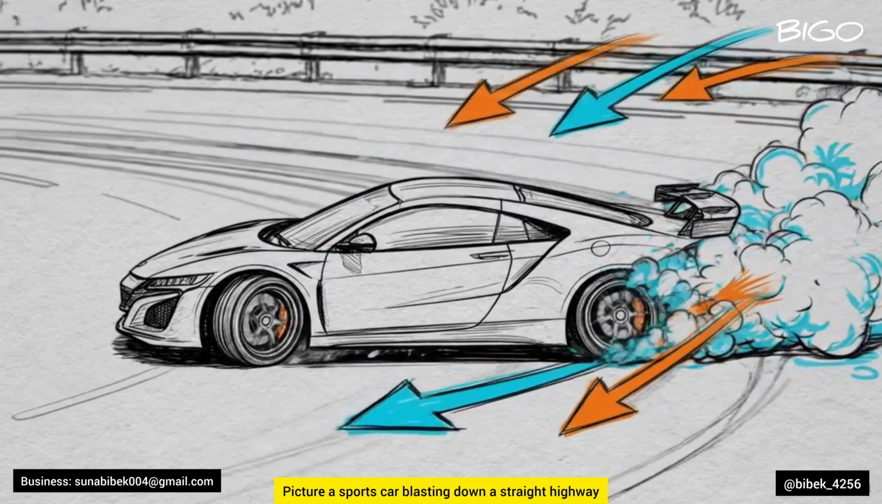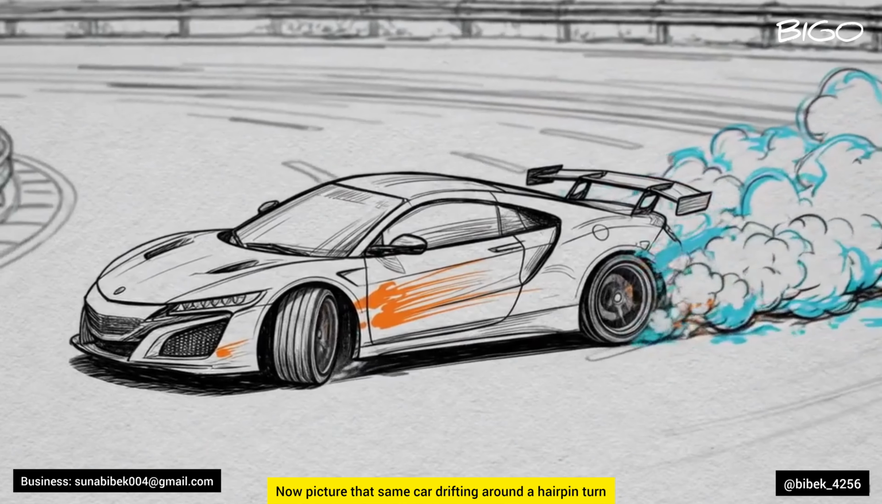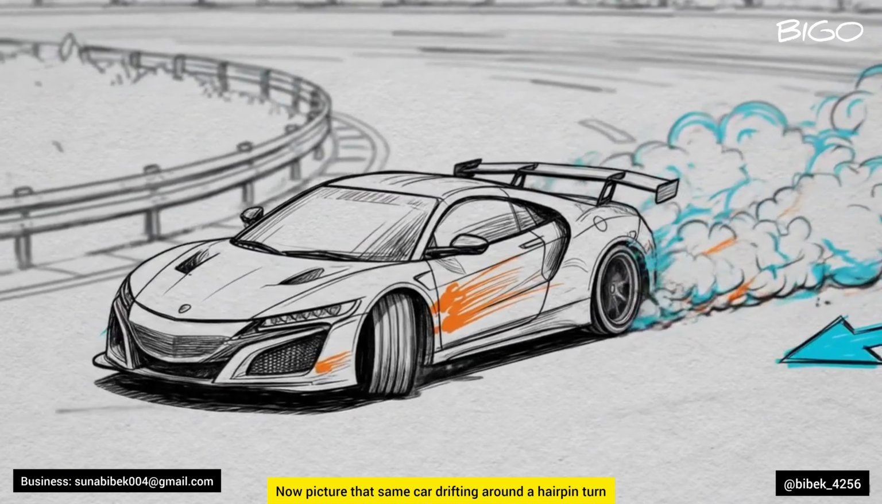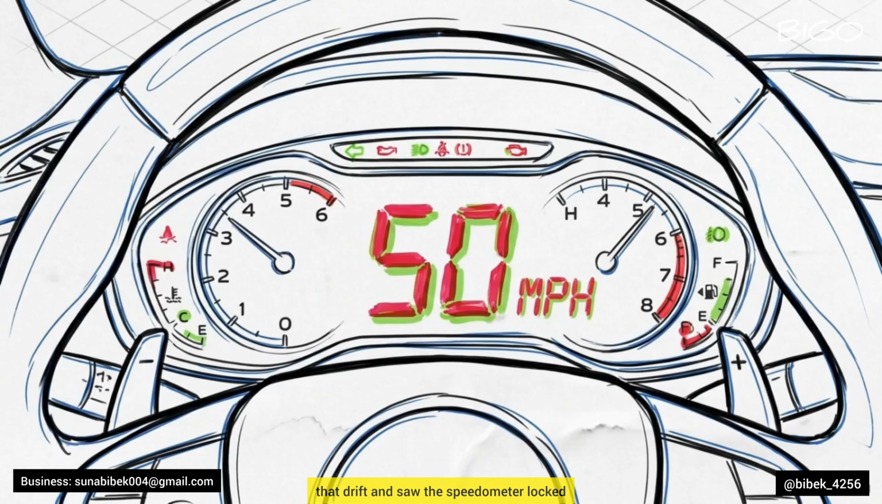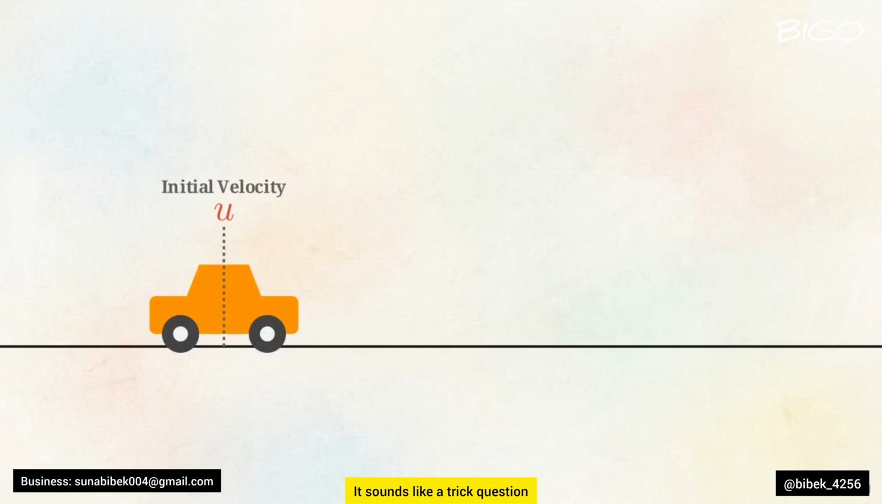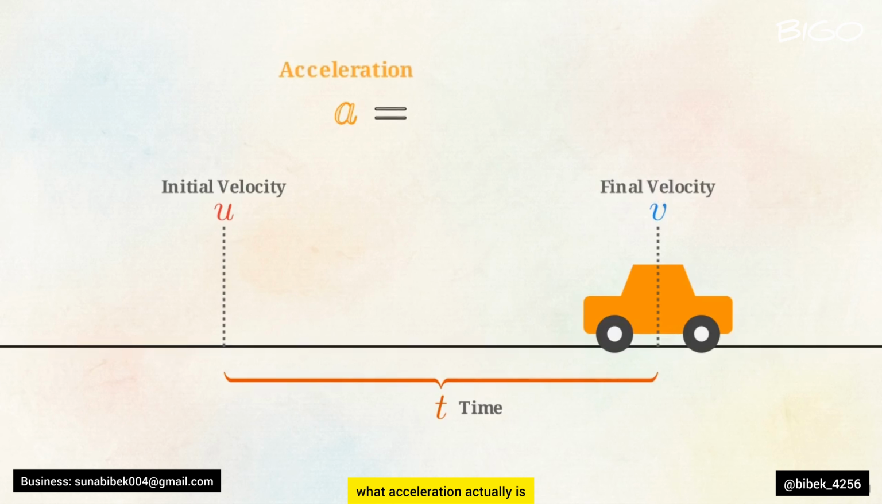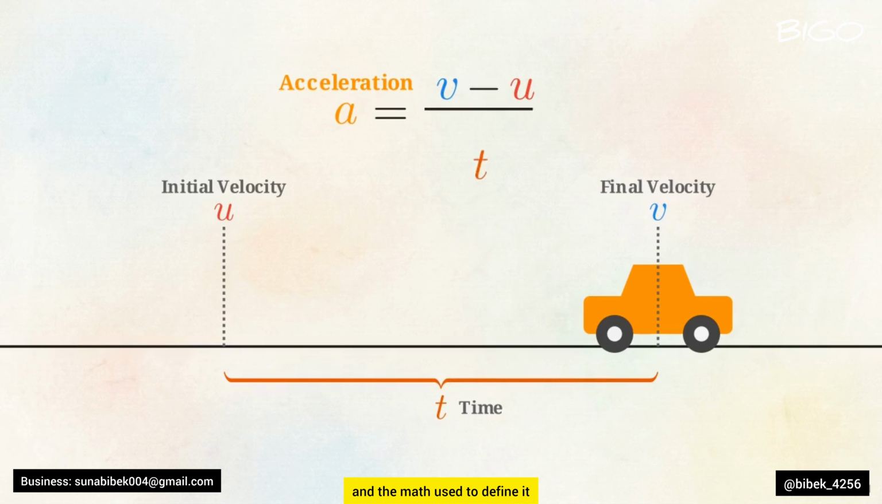Picture a sports car blasting down a straight highway. Now, picture that same car drifting around a hairpin turn. If you looked at the dashboard during that drift and saw the speedometer locked at 50 miles per hour the entire time, is the car still accelerating? It sounds like a trick question. Over the next 5 minutes, we will break down what acceleration actually is and the math used to define it.